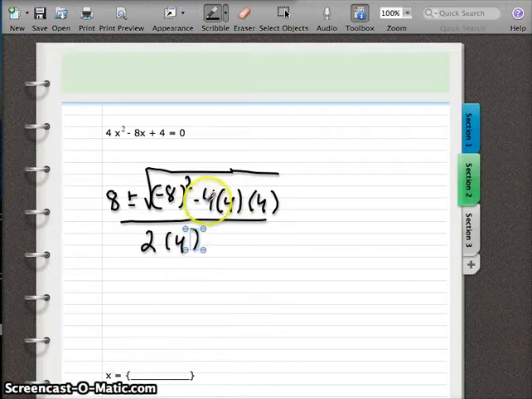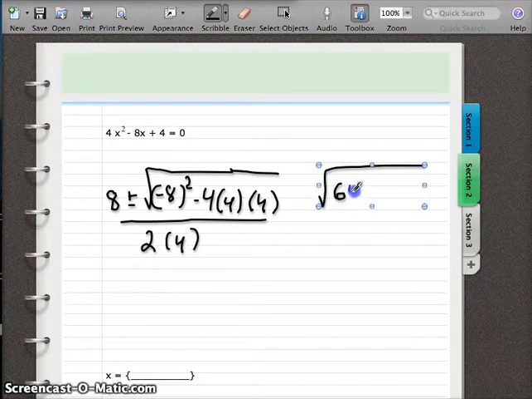So solve under the radical first. -8 squared is 64. -4 times 4 is -16, and -16 times 4 is -64. So we got 64 minus 64, which is 0. Well, the radical just became 0, so really this whole part of the problem just went away.